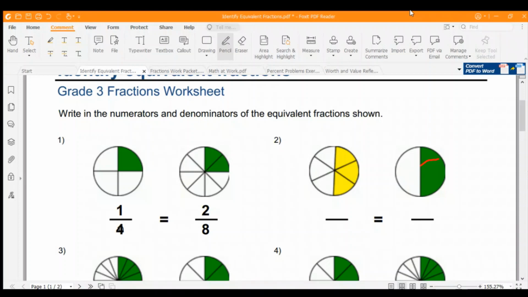Okay, so if you look right here, you need to emphasize this with your learner. If you're a parent, a homeschool parent, or even a teacher, you need to make sure you emphasize the fact that fractions are simply parts of a whole. Parts of a whole. Okay, that's all a fraction is.